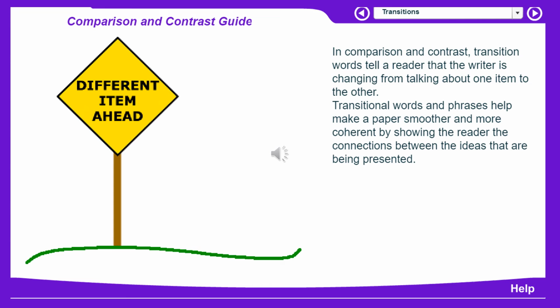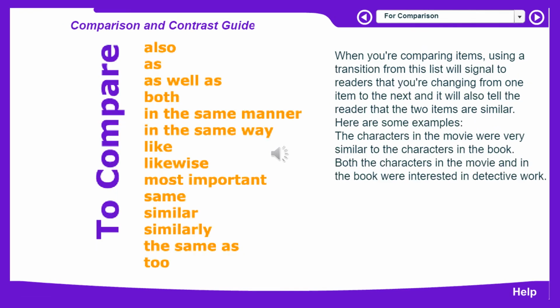I've read a lot of compare and contrast articles, but in writing, it's important to remember that transition words tell a reader that the writer is changing from talking about one item to talking about the other. Transitional words and phrases help make a paper smoother and more coherent by showing the reader the connections between the ideas that are being presented. When you're comparing items, using a transition from this list will signal the reader that you're changing from one item to the next. It will also tell the reader that two items are similar.